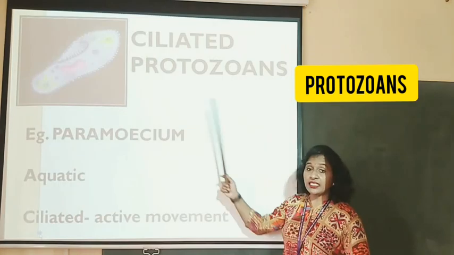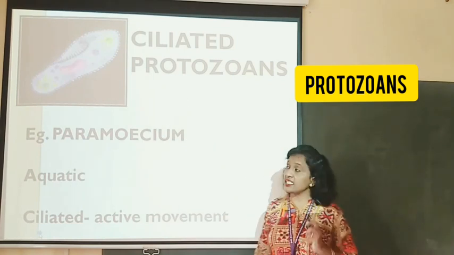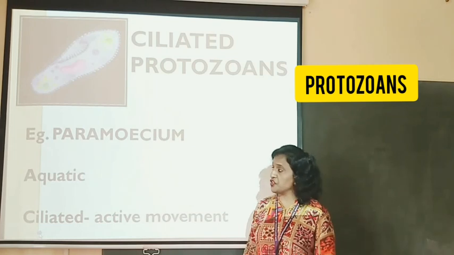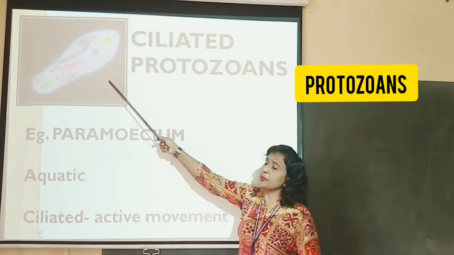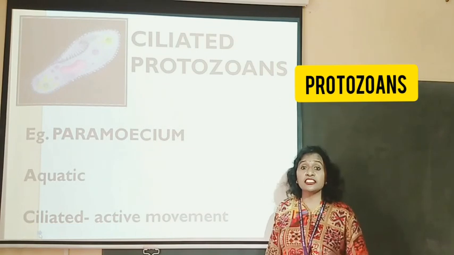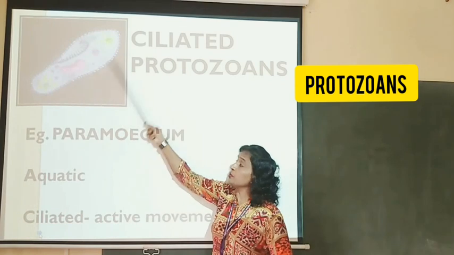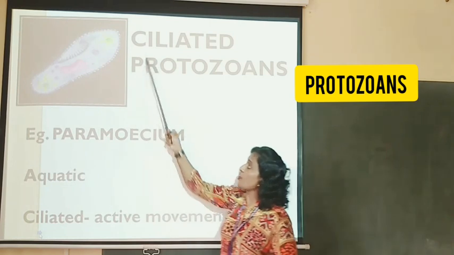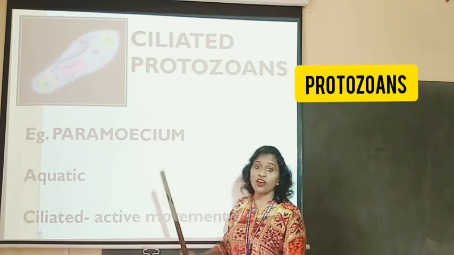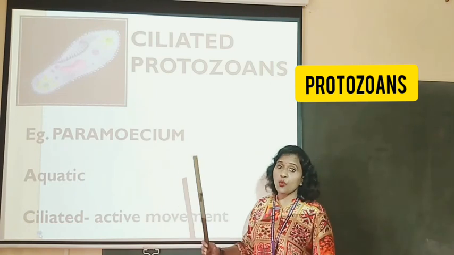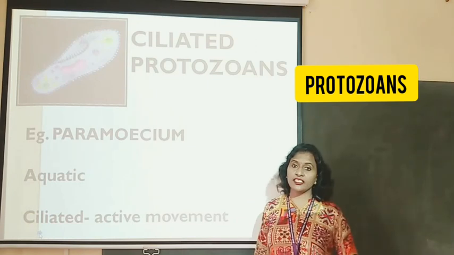The next is ciliated protozoans. As the name says, they bear cilia. An example is Paramecium, and they are aquatic in nature. Due to the presence of cilia, they have active movement or locomotion. As we had discussed earlier, there are thousands of cilia present all over the body, and the movement of these cilia will be in a coordinated method towards one direction, and therefore the active movement of these organisms takes place.